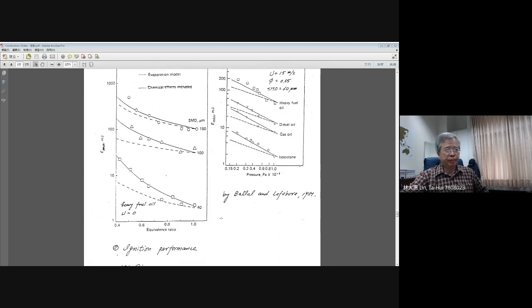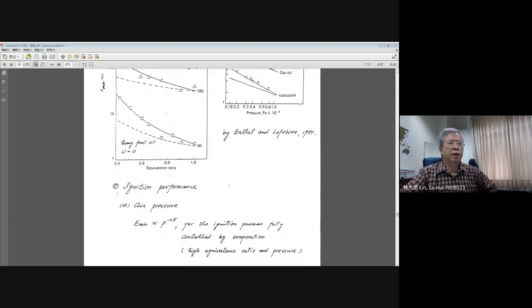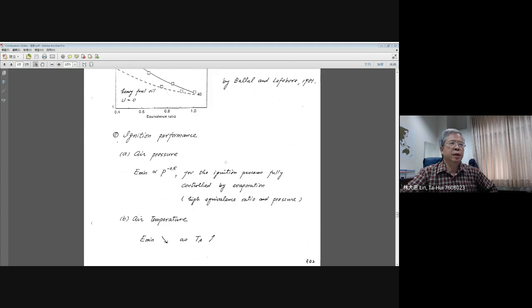Okay. Later on, many studies focused on ignition conditions, including different kinds of considerations. I will give you several results, and you can think about the influence of different kinds of parameters on the ignition performance.